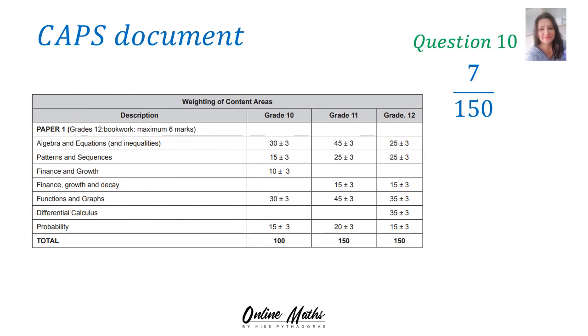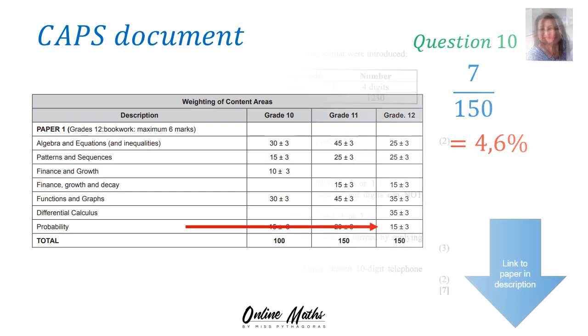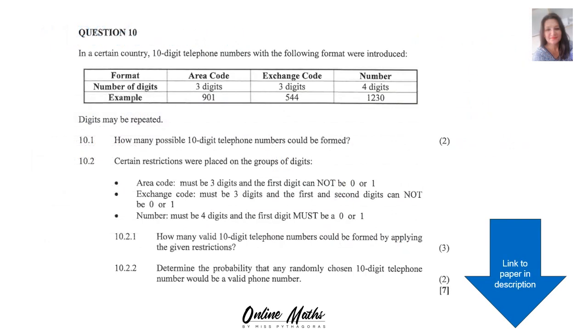Now this question counts 7 out of the 150, which is equal to 4.6%. It is based on grade 12 work. Remember, probability is also a grade 11 topic. But let's go to the question. Now this is what the full question looks like. Let's do it.